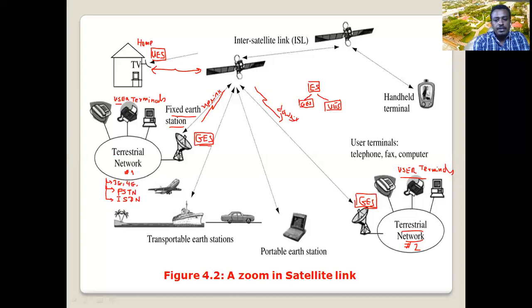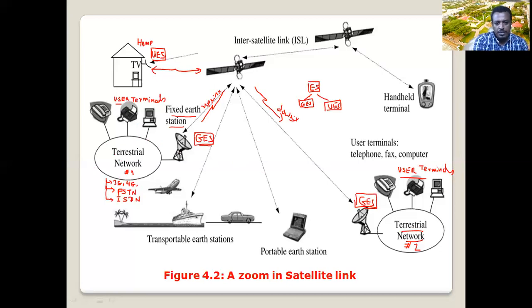How about GES? In this case, this user, in order to communicate with another user in another country, another terrestrial network, does not have direct access to the satellite. The access is through a terrestrial network. Each terrestrial network has one fixed earth station, so it's not direct. Users do not directly access the satellite. Before accessing the satellite, they must access the terrestrial network and go through this GES.